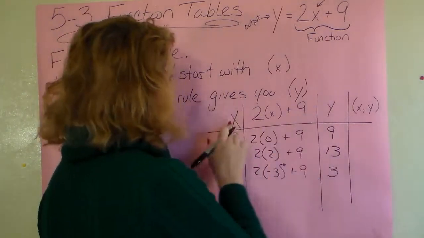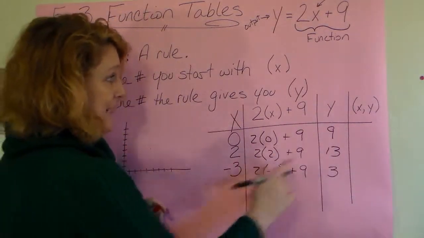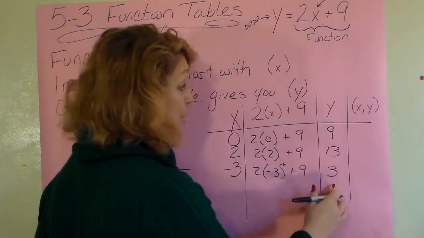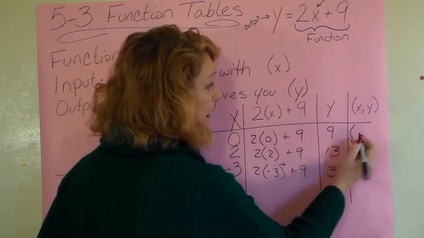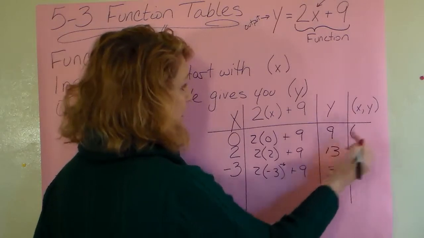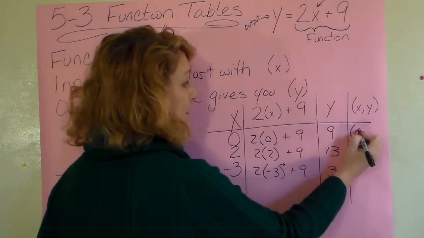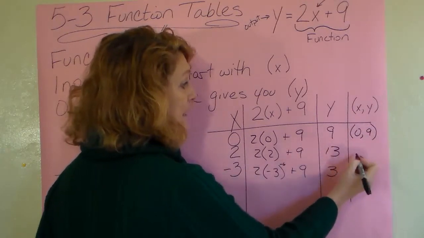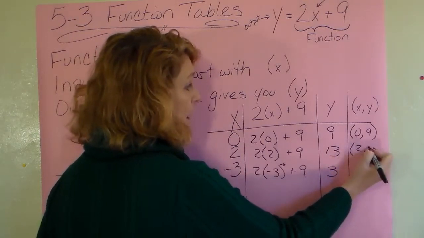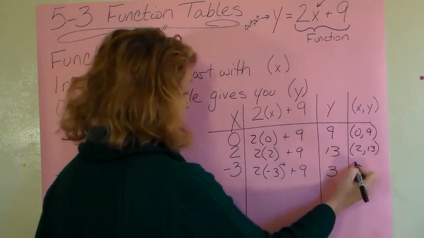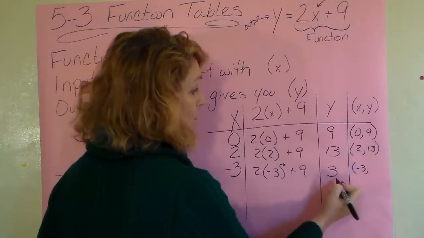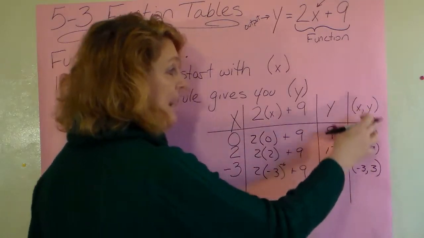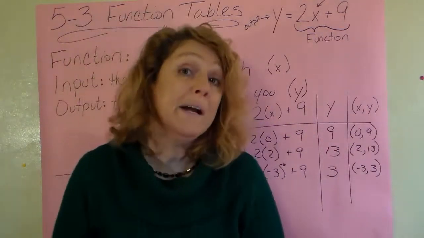So now I have my x, I was given my x, I have my y, which is my answer, and I can plot my points. This is going to be x is 0, y is 9. X is 2, y is 13. X is negative 3, y is 3. And now I have my ordered pairs.